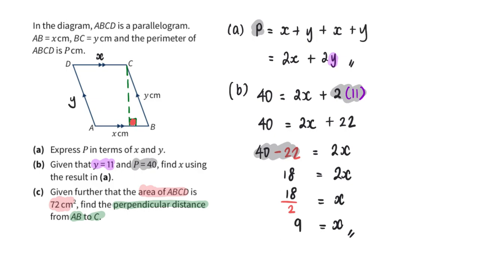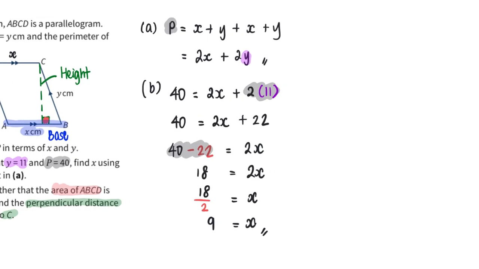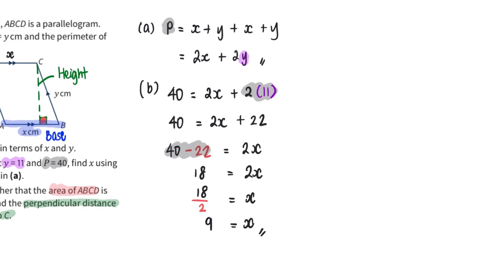And what do you think that is? Yes, if I were to choose this as my base, then this perpendicular will be my height of the parallelogram. And we have the area 72. So for the next part, for part C, this perpendicular, I'm going to just rename it as height.